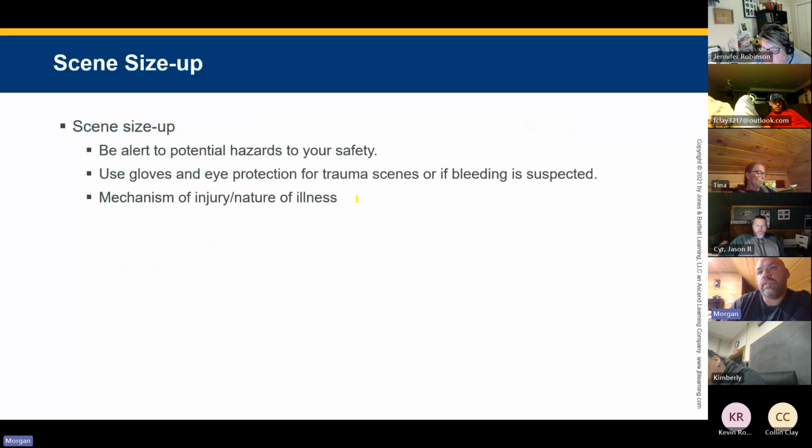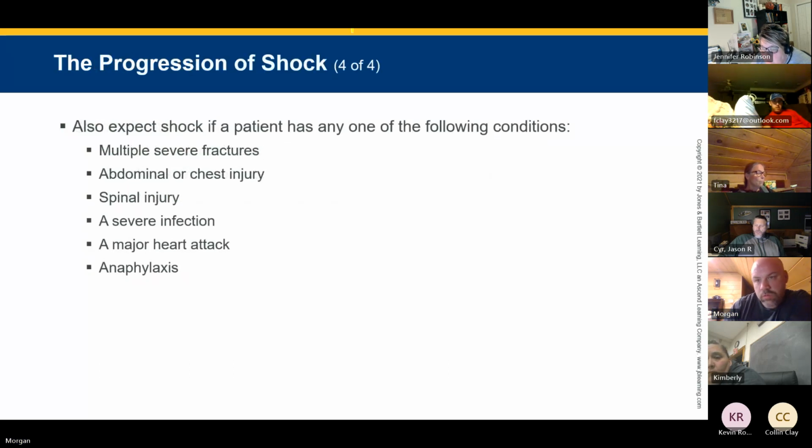So we're going to do a scene size up. Anybody want to walk me through if we're going to do a trauma assessment? Because we did that Sunday. What's the first thing we do when we get on scene for any call? Scene safety. BSI, scene safe.